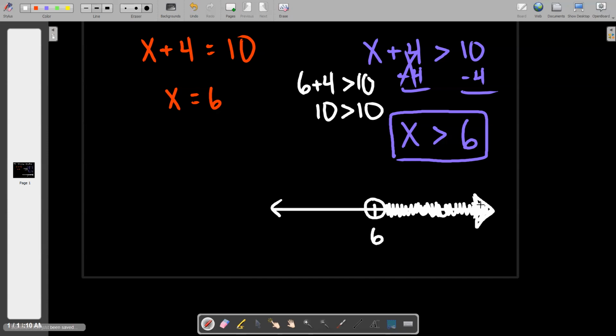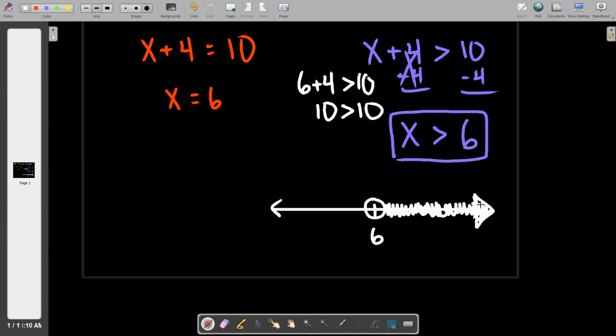We don't usually graph solutions to equations because, well, what's the point, right? It's just a number. But with this, we want to graph because it's an entire infinitely large set of numbers. And we're showing people that anyone to the east of 6, anyone over there, is a solution.